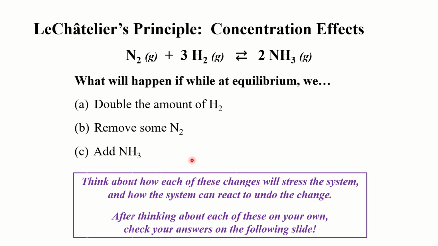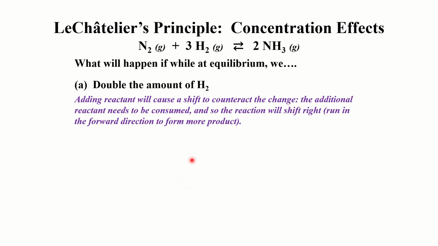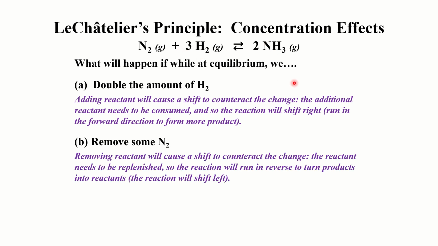All right, let's go over these. First, double the amount of H2. If we double the amount of H2, we're adding some reactant. This is going to cause a shift to counteract the change. If we are adding to the left side, we're adding extra weight, so to speak, to the left side. If we want to reestablish equilibrium, if we want to rebalance, we need to add extra weight to the right side, or basically the reaction will shift right. So by adding extra H2, the reaction will shift right in response.